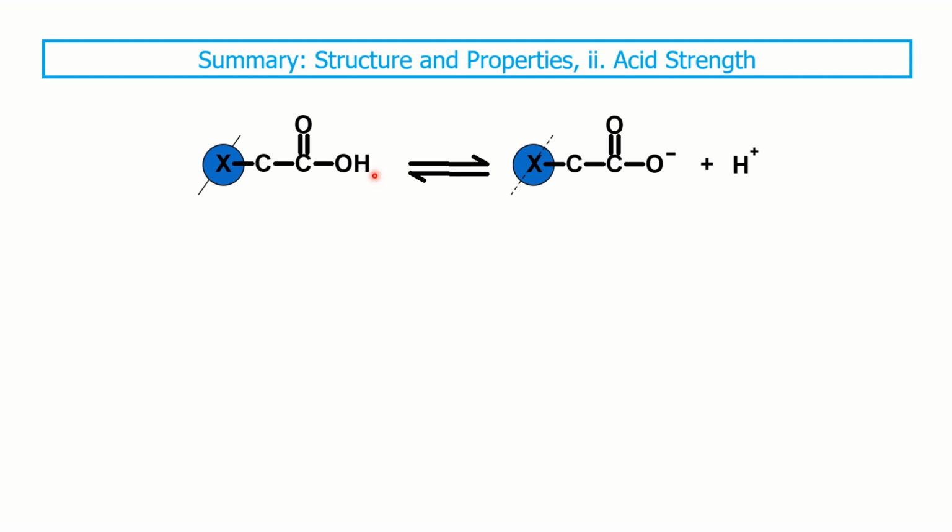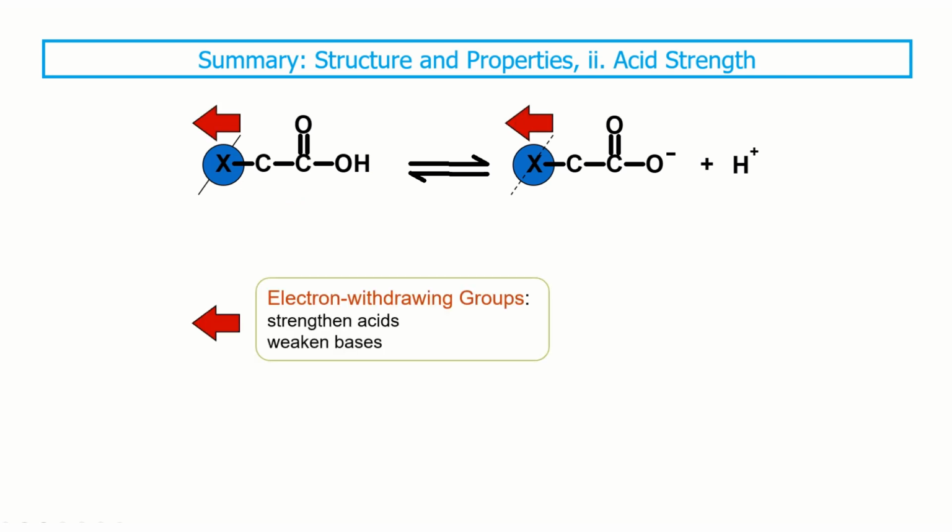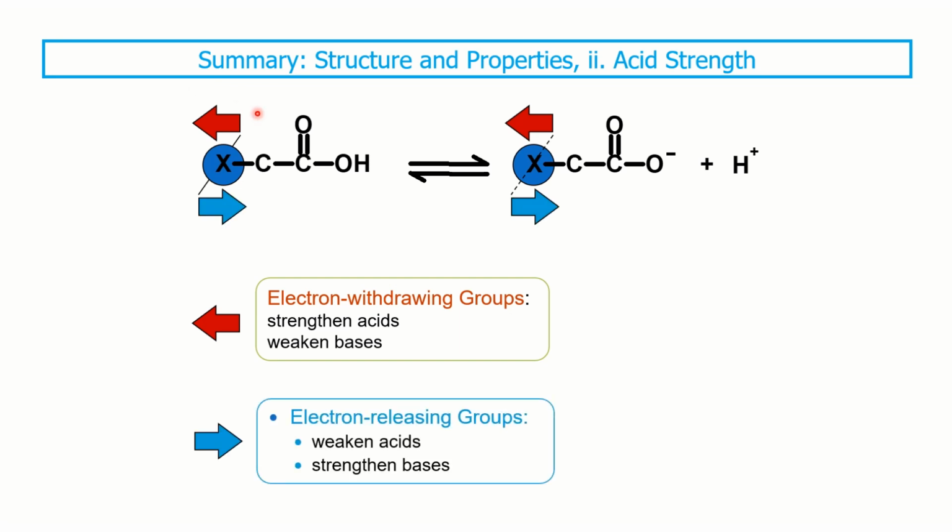So to summarize, we should realize that if we have electron withdrawing groups, then of course we're going to stabilize the conjugate base, i.e. weaken the base, i.e. the more stable the conjugate base, the stronger the acid. On the other hand, with an electron donating group, we destabilize the conjugate base, i.e. less stable conjugate base, weaker acid.